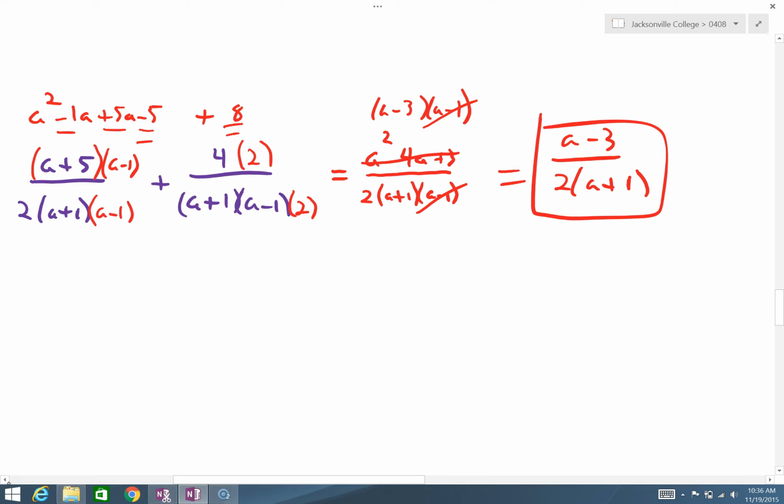The final exam will be virtually identical to this review, simply the same type of problems but different numbers.